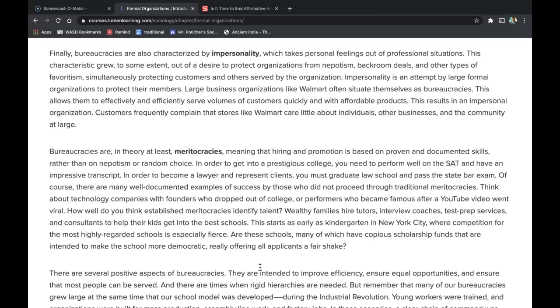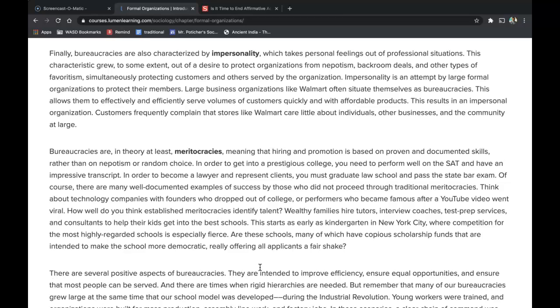Impersonality is an attempt by large formal organizations to protect their members. Large businesses, organizations like Walmart and others, often situate themselves as bureaucracies on purpose. This allows them to effectively and efficiently serve volumes of customers quickly and with affordable products. This results in an impersonal organization. Customers frequently complain that stores like Walmart care little about individuals, other businesses, and the community at large. But bureaucracies are, in theory at least, meritocracies, meaning that hiring and promotion is based on proven and documented skills, rather than on nepotism or random choice.